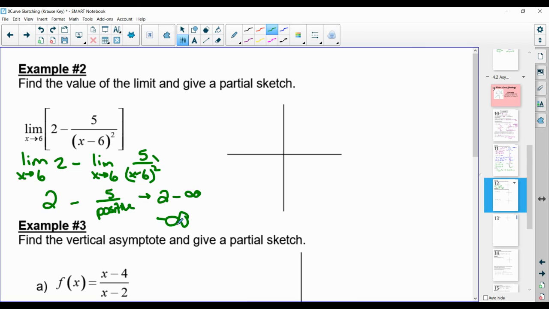And so because I have a limit of negative infinity, going back to our last rule, that means I have an asymptote at x equals 6. And so if I draw my asymptote here at x equals 6, I know that my graph on both sides, because the limit is negative infinity, will be approaching negative infinity.